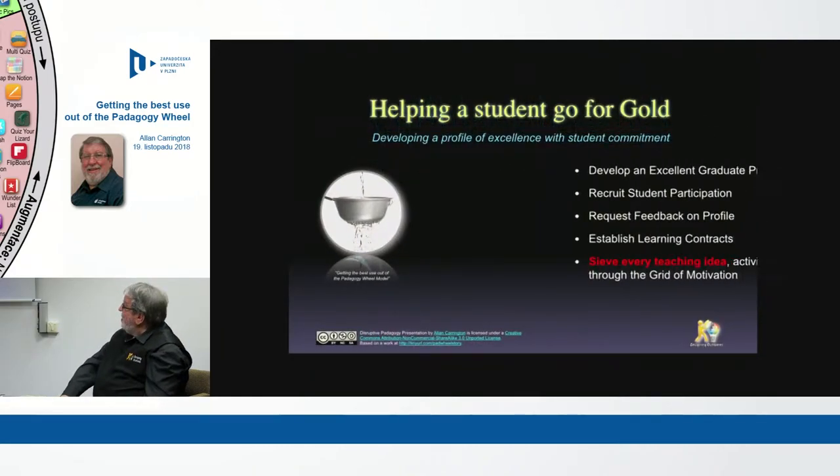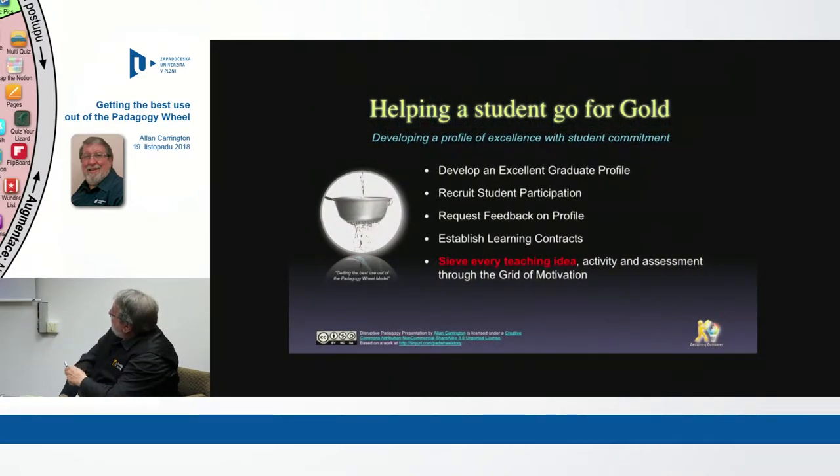So I make the following suggestion. How do you help a student get this? I'm suggesting you develop a graduate profile for your course. And the University of Greenwich has got mechanisms for this. You might be on your own, your educational culture may be quite different. But you sit down and you say, what do I want an excellent graduate from my course to look like? And use some of those words that they have and come up with a profile.